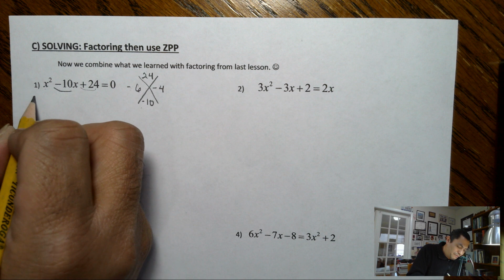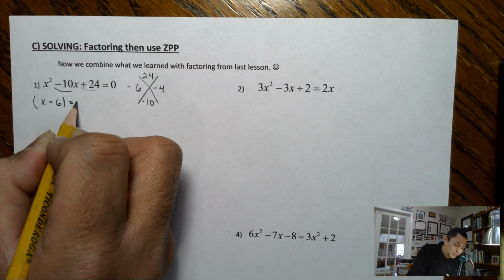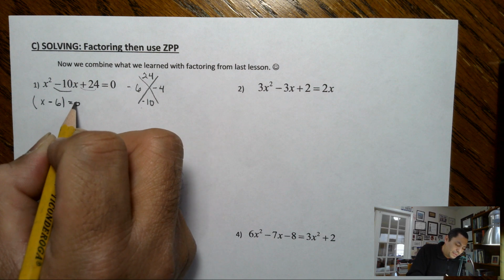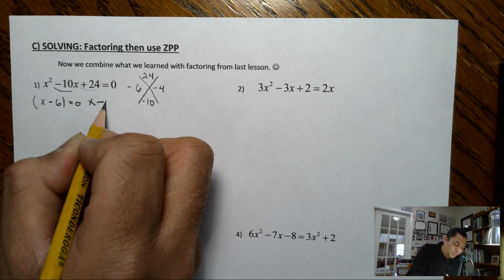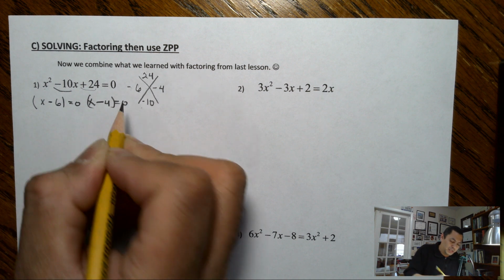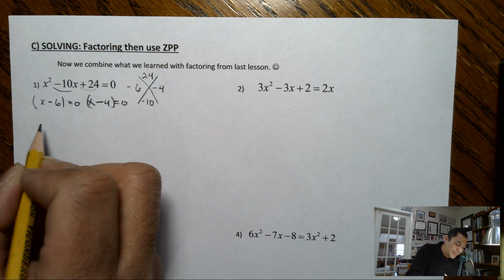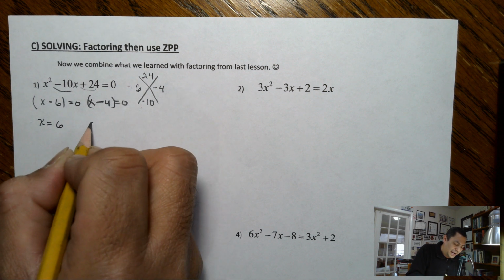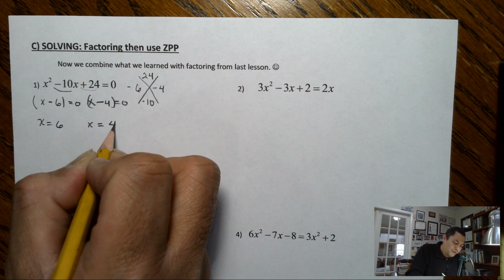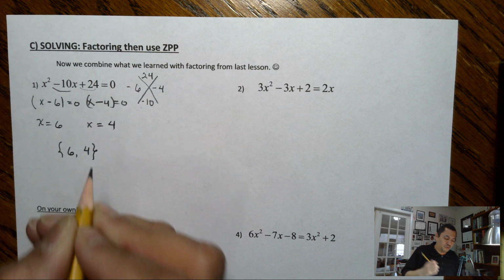So the factored form is (x minus 6) equals 0 and (x minus 4) equals 0. Apply the zero product property. Okay, if we apply the zero product property, I have x equals 6 and x equals 4, and that will be my solution.